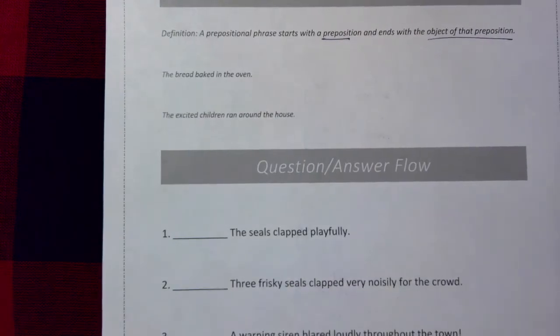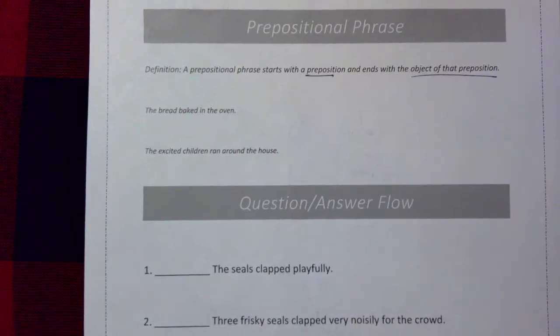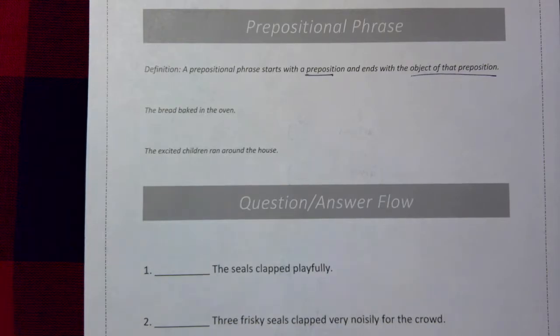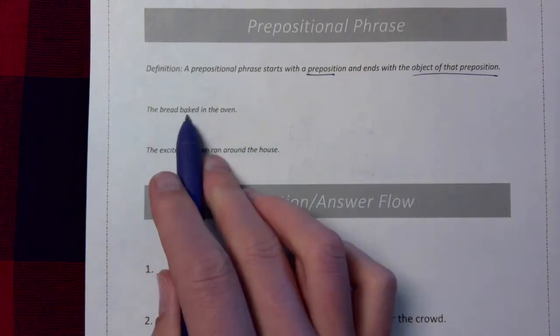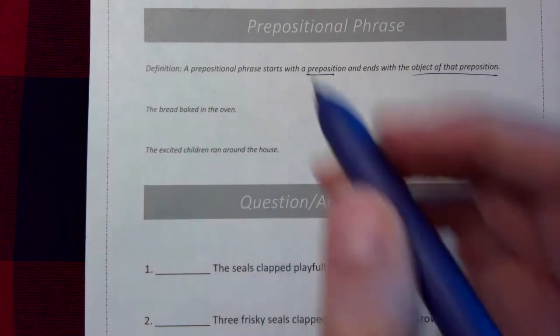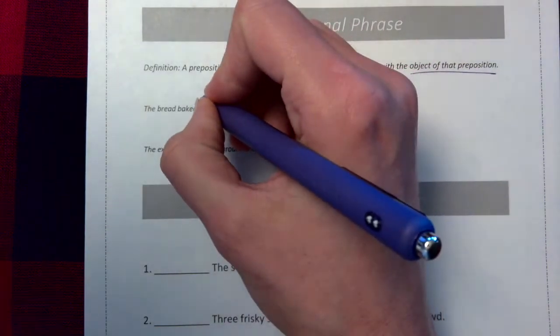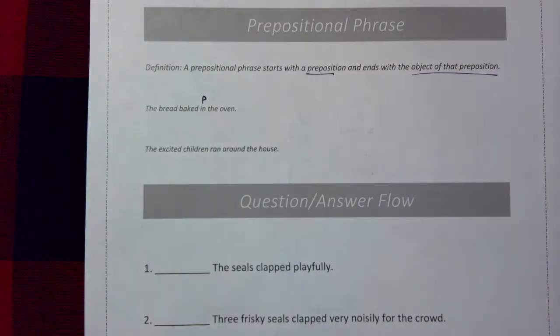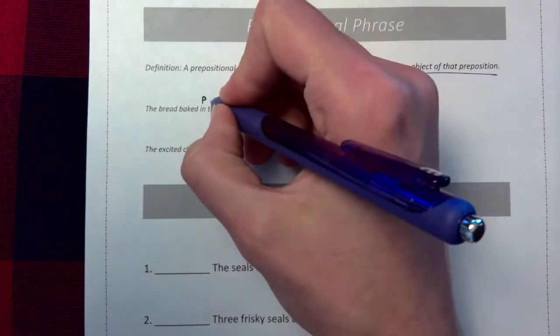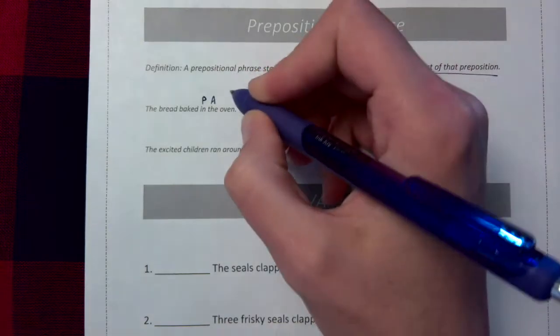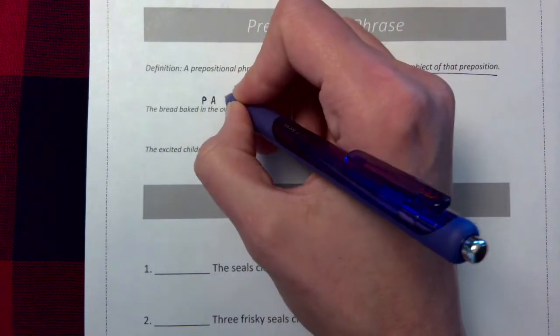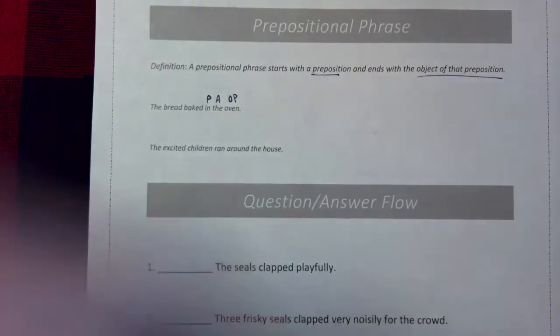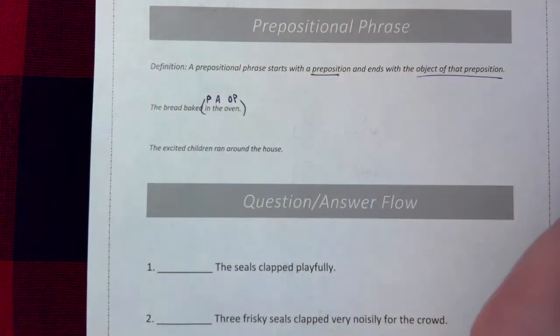Now, prepositional phrases can add really interesting details to our writing. They can be located almost anywhere in the sentence. When we're starting, a lot of them will be closer to the end of the sentence. The bread baked in the oven. Go ahead and put a P above in, because that's our preposition. An A above the, because it's an article adjective. And then in what? In oven. Object of the preposition. Put parentheses around that, right?